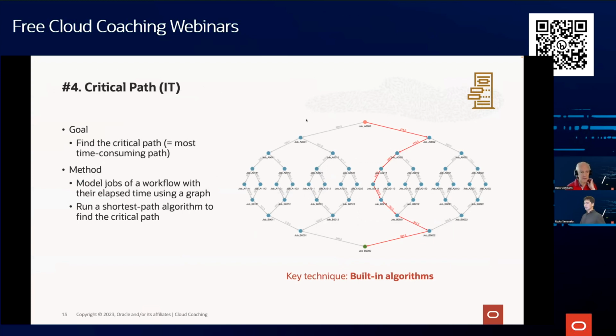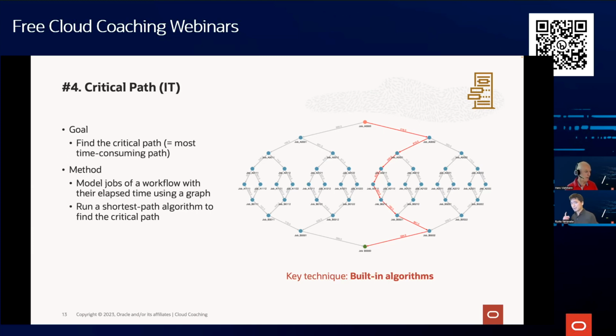Okay, thank you, Hans. Just briefly then, the next one is critical path analysis in IT departments. The goal is to find the critical path, the most time-consuming path in the large job network.